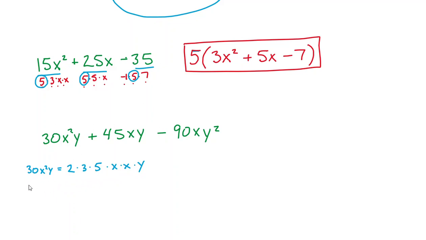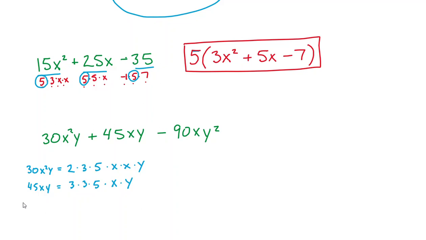And now I'm going to do the second term underneath it, 45xy. Well, I know it's 5 times something, right? 5 times 9, which is 3 times 3. So I've got the prime factorization there. However I think about what's 45, I do the prime factorization, and then there's an x, and then there's a y.